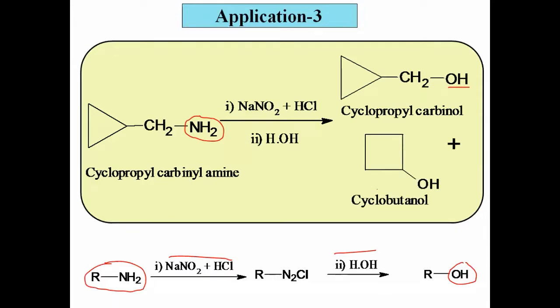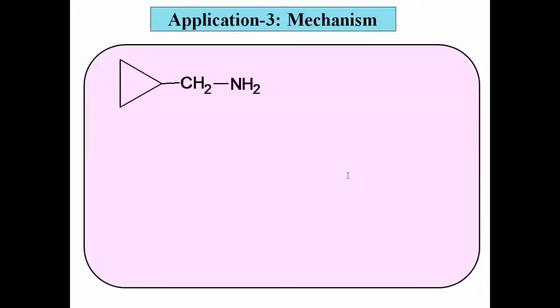And this is another compound, nothing but cyclobutanol. Now, in this case, we get unexpected cyclobutanol. Cyclopropyl carbinol is the expected product, no doubt about this, but this is the unexpected product. Now we will see in detail in the mechanism how there is a formation of cyclobutanol, which is unexpected for us.